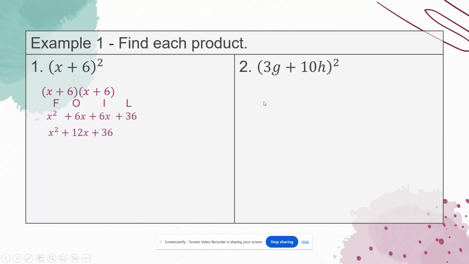Okay, number 2 is a little different. We have 2 different variables present, which really doesn't change our FOILing process for us.